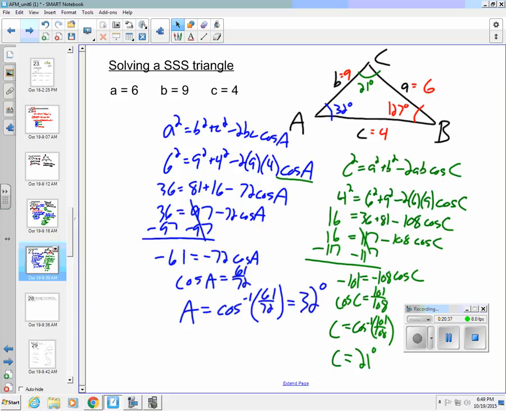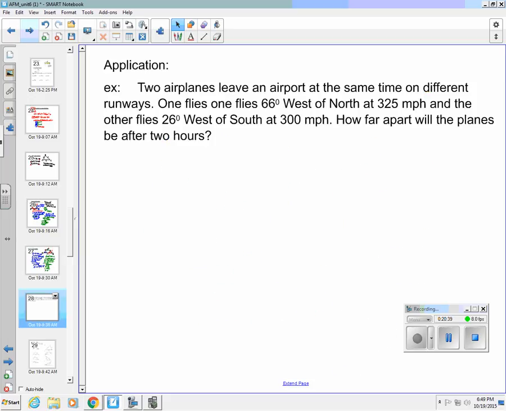So last thing we're going to do is go through an example of a word problem, and then you're going to have a chance to do some practice problems on your own. So the word problems are actually a little bit quicker and a little bit easier just because we're not always solving the entire triangle, we're just finding one piece.